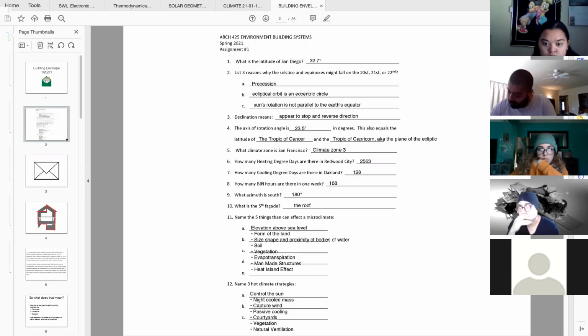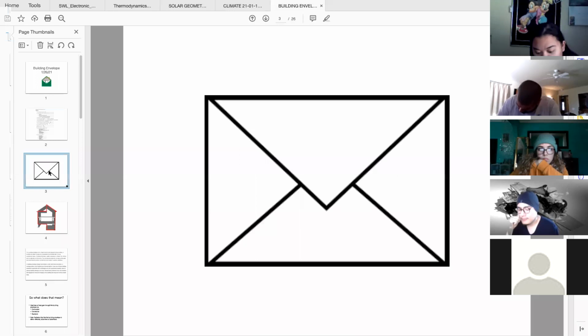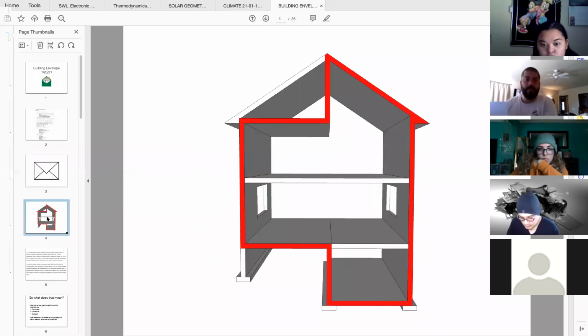Then I'm going to jump straight into the building envelope. Not this envelope, but this envelope. The key thing to remember about the building envelope is that it is the skin, a continuous surface that is protecting the heated and cooled environment from the elements. And that could be from the sky or from the ground.